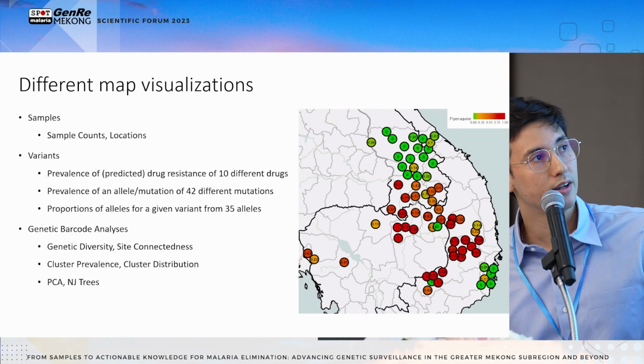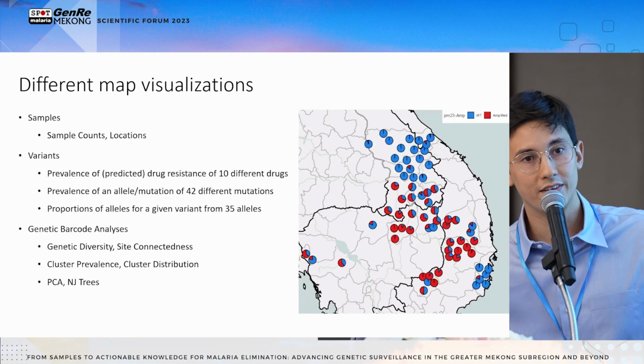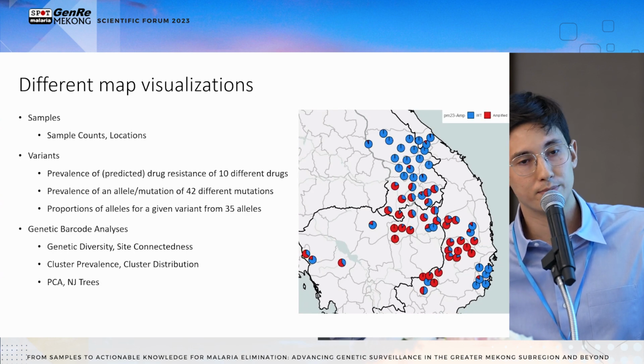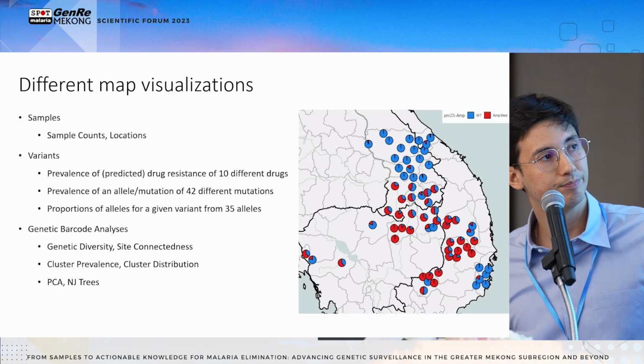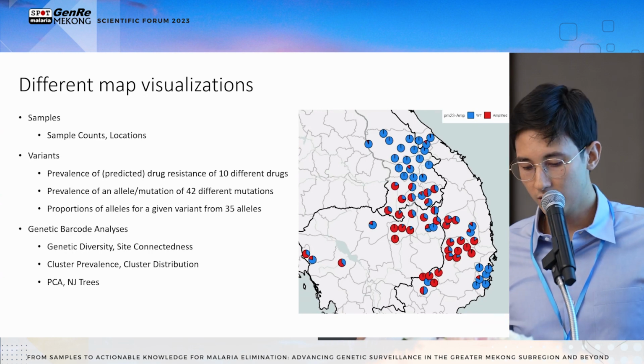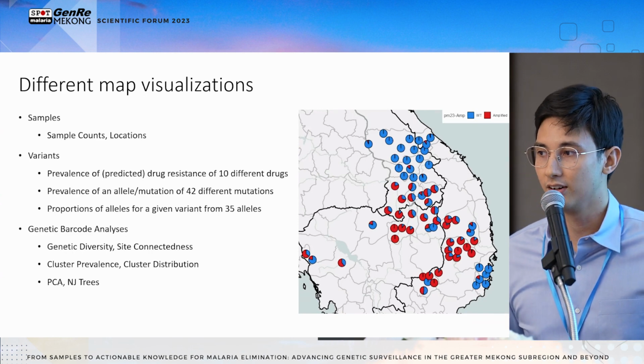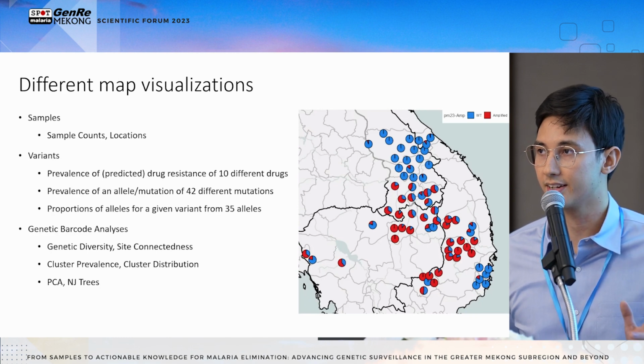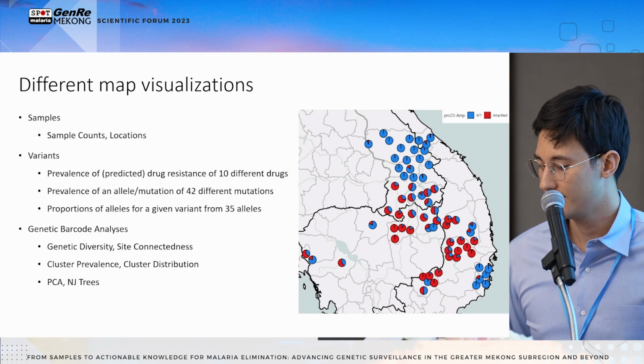It can produce maps of allele proportions of up to 35 different loci. And here you can see the allele proportions of the plasmepsin 2,3 amplification, as well as maps of higher level population genetic features, such as genetic diversity or genetic connectedness between sites.